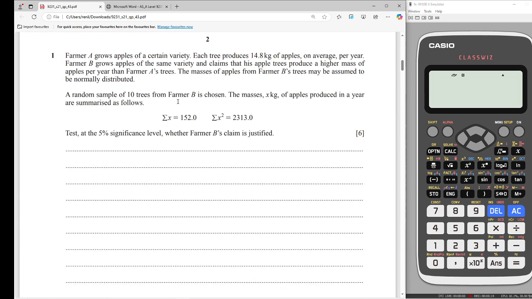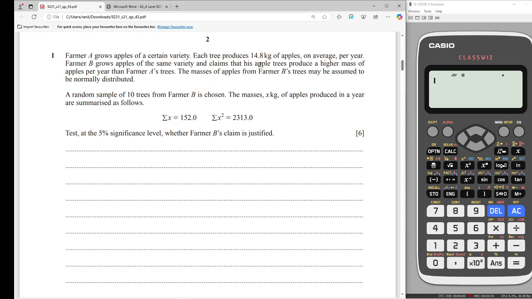For the first question, it's an inferential statistics based question where farmer A grows apples of a certain variety. Each tree produces 14.8 kgs of apples on average per year. Farmer B grows apples of the same variety and claims that his apple trees produce a higher mass of apples per year than farmer A's. So what he's trying to say is that the mean of farmer B's is going to be greater than the mean, which is 14.8, of farmer A.